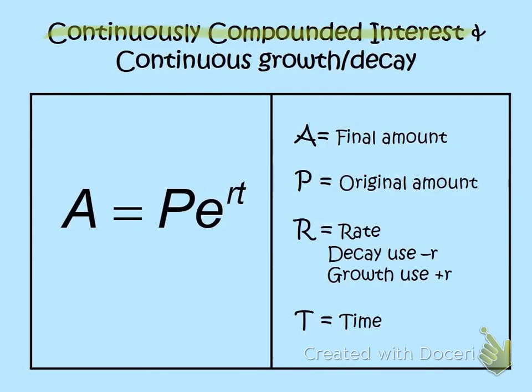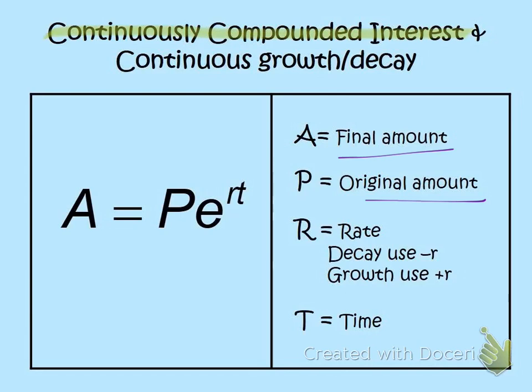I mentioned that before. We started talking about our natural logarithms and our natural base. This is the type of interest that Bernoulli and Euler were studying when they discovered this constant E that we now use as an irrational number. Okay, but everything kind of looks to be the same. A is your final amount, P is the original amount, and then R is rate, T is time.